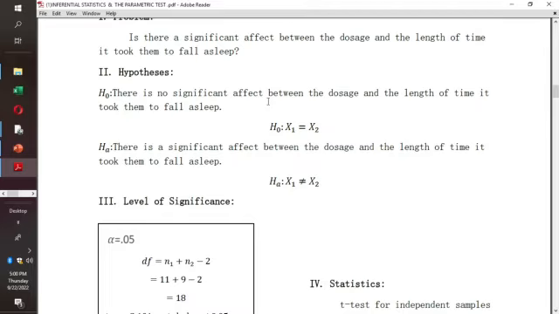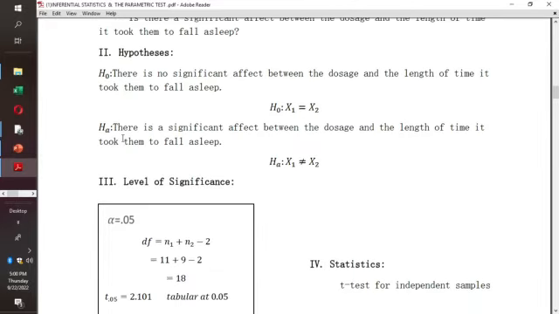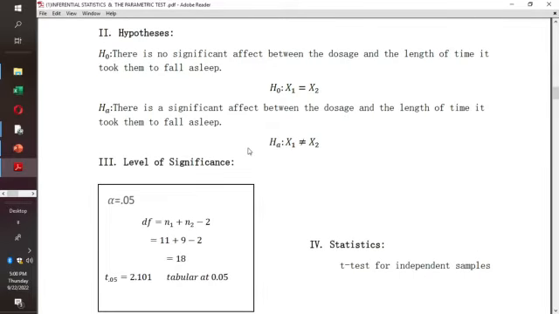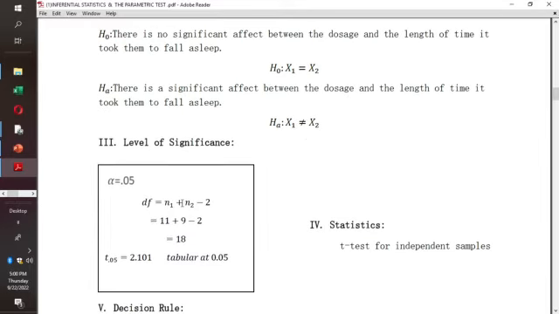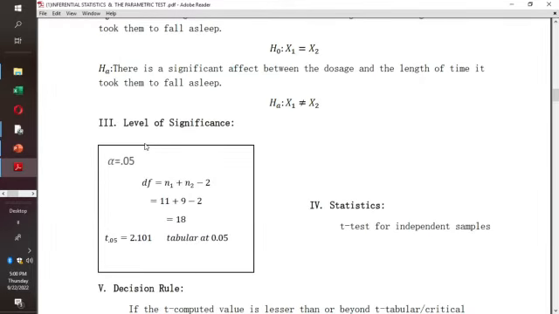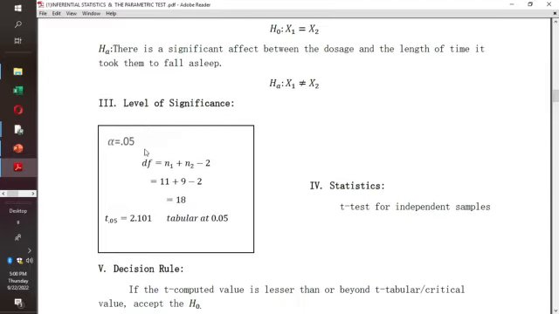So, null hypothesis, x sub 1 is equal to x sub 2. And alternative hypothesis: there is a significant effect between the dosage and the length of time it took them to fall asleep. So, the alternative hypothesis, x sub 1 is not equal to x sub 2. The level of significance, alpha is equal to 0.05.